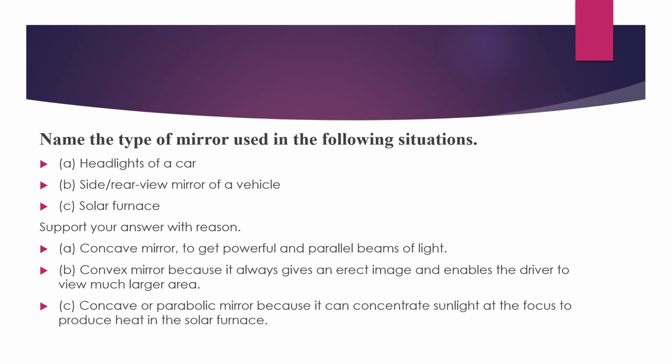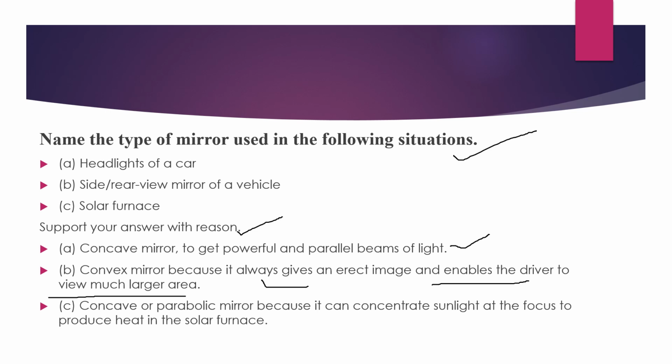Next is, name the type of mirror used in the following situations: the headlight of a car, a side or rear view mirror of a vehicle, and a solar furnace. Support your answer with reason. In the headlight of a car, we use a concave mirror to get a powerful and parallel beam of light. As a side or rear view mirror of a vehicle, we use a convex mirror because it always gives an erect image and enables the driver to view a much larger area.